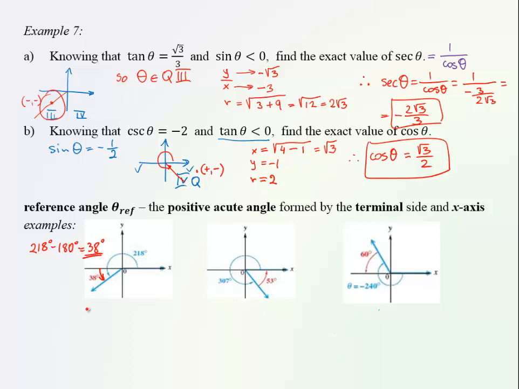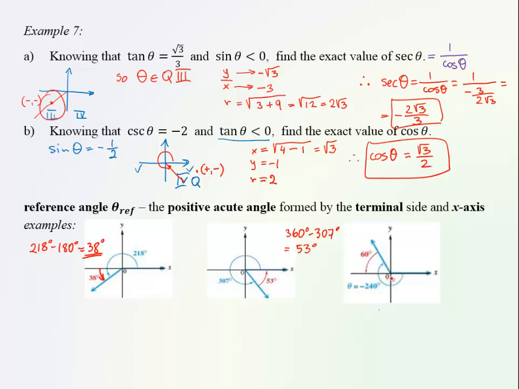That's the reference angle. In the second case, when the terminal is in the fourth quadrant, the closest path from the terminal to the x-axis is the angle 53. How do we find it? Well, this time the calculation is 360 minus 307. So that becomes 53 degrees.